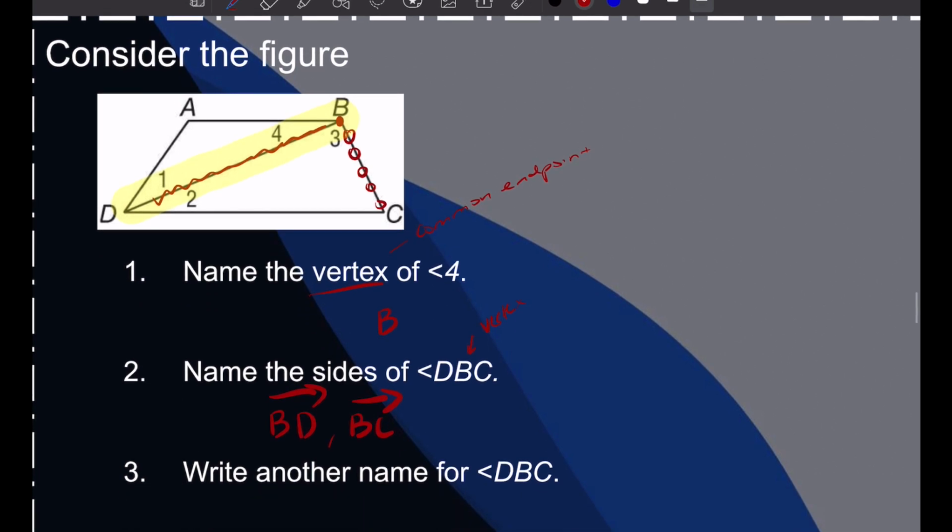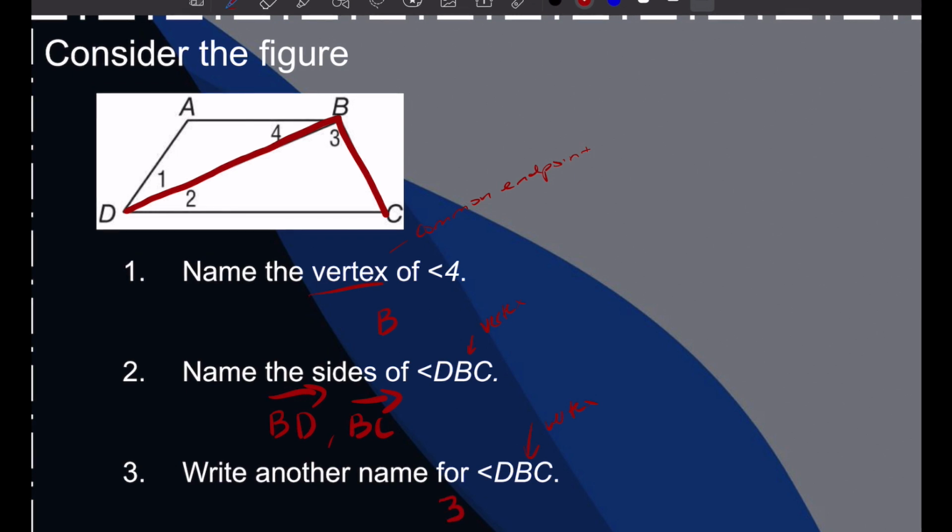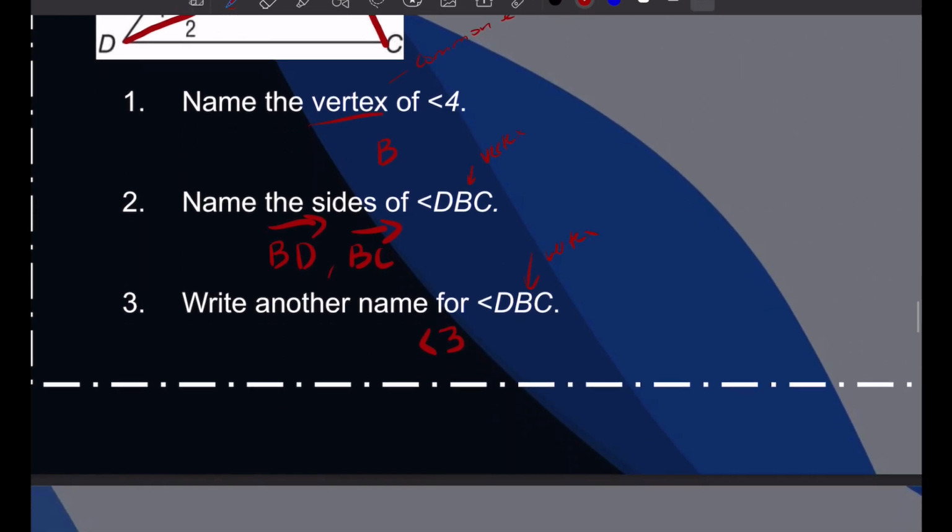Write another name for angle DBC. So if I'm looking at this, so here's D, B, C. And then we know that B is my common vertex. What is the number associated to that particular vertex? Well, it's just, sorry, not 3, just angle 3, okay? So write another name for angle DBC. You just call it angle 3, and there you go.